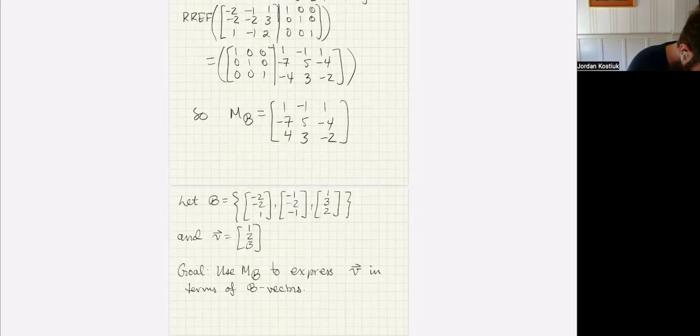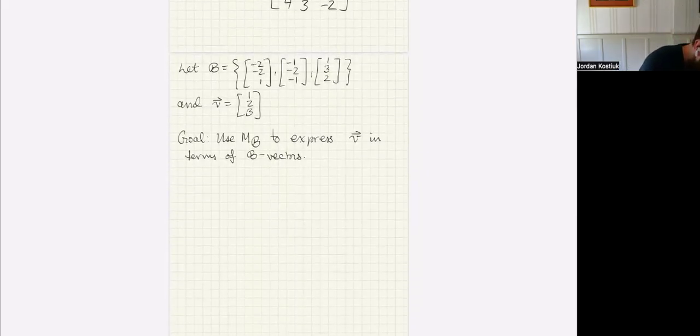What is it good for? Well, this is the matrix that's going to allow us to transform any vector expressed in standard coordinates in terms of our new basis. That's the utility of this here. And so how does this work?